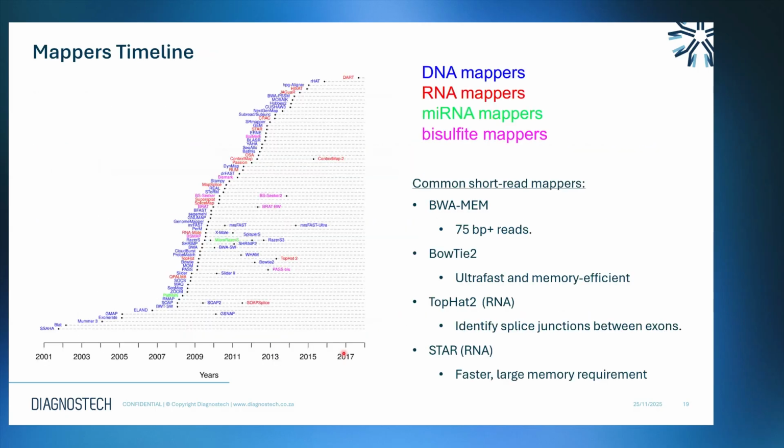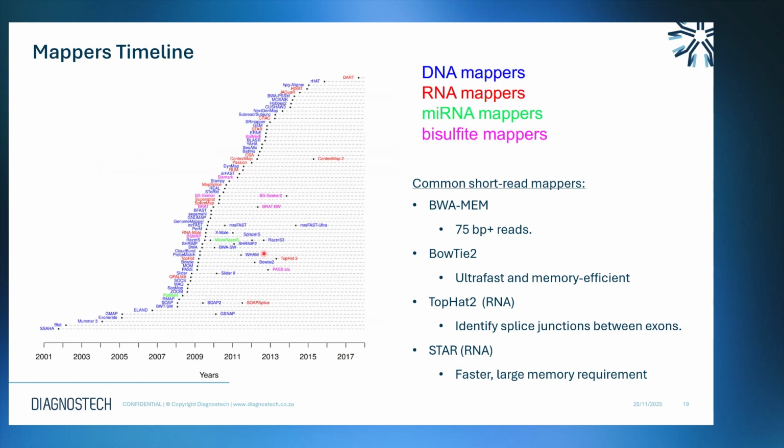And this is just an example of some of the mappers that have been out throughout the years. So we're looking at DNA mappers, RNA mappers, microRNA, and bisulfite mappers. So again, you need to select the right mapping algorithm for the type of data that you're dealing with.